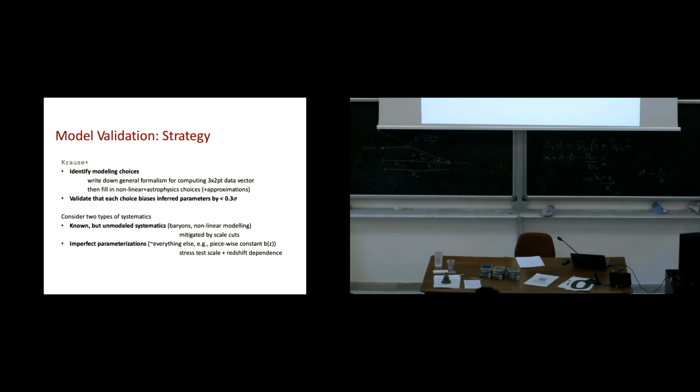In our analysis, we assume piecewise constant galaxy bias, linear bias. But of course, we don't claim that's a statement about galaxies in the universe. We need to then check how much this assumption matters. Similarly, we choose imperfect parameterizations for intrinsic alignments and everything else.